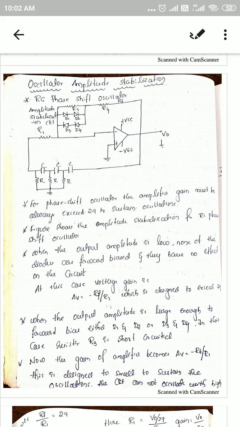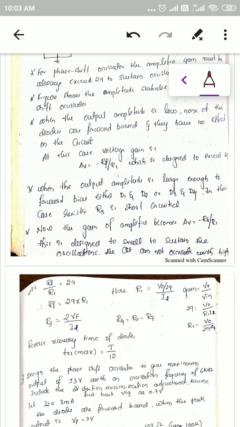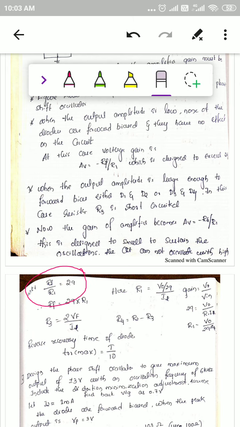There are some design steps for the amplitude stabilization network. We know that RF divided by R1 is 29, so RF is equal to 29 times R1. Here R3 is equal to VF divided by I2, and R4 is equal to RF minus R3, and R1 is equal to V0 divided by 29 I1.